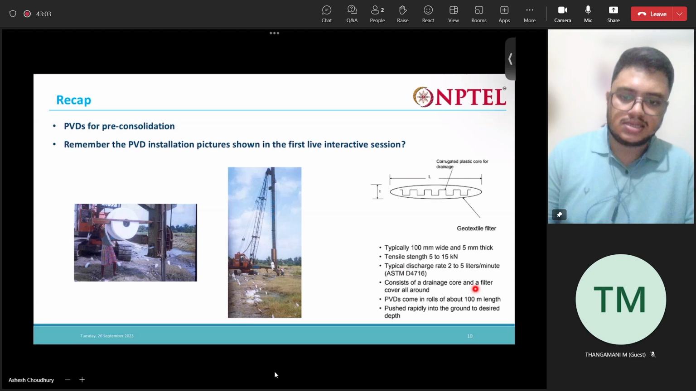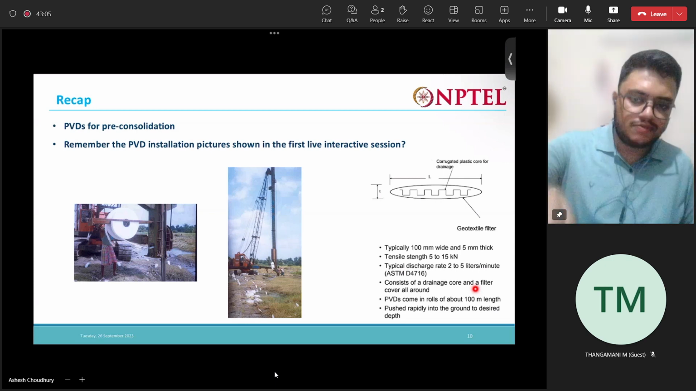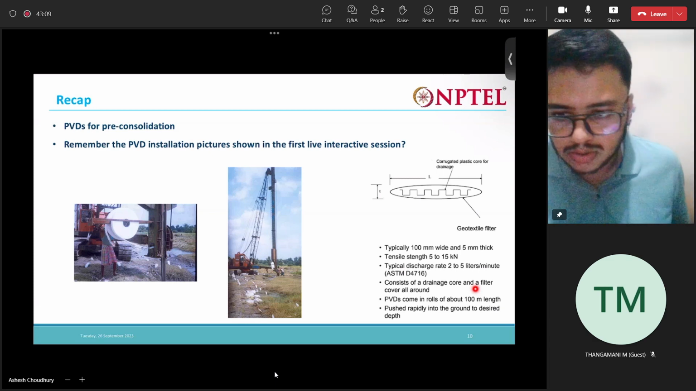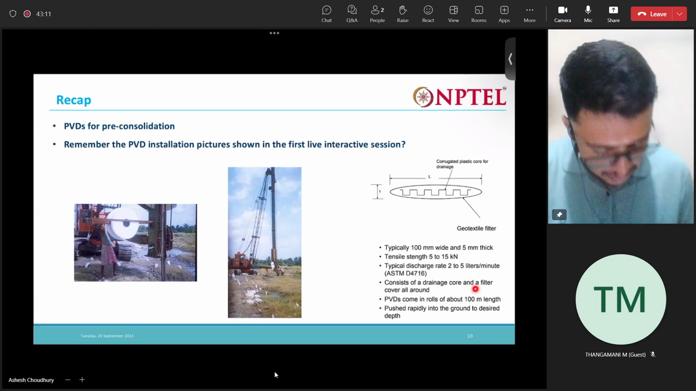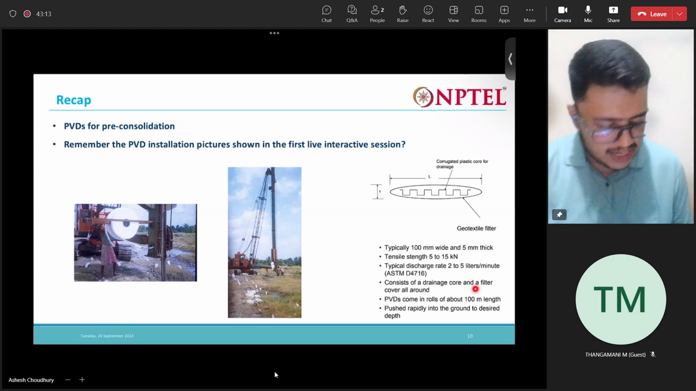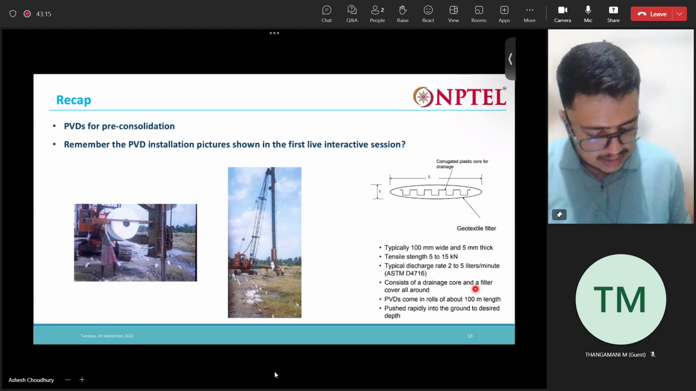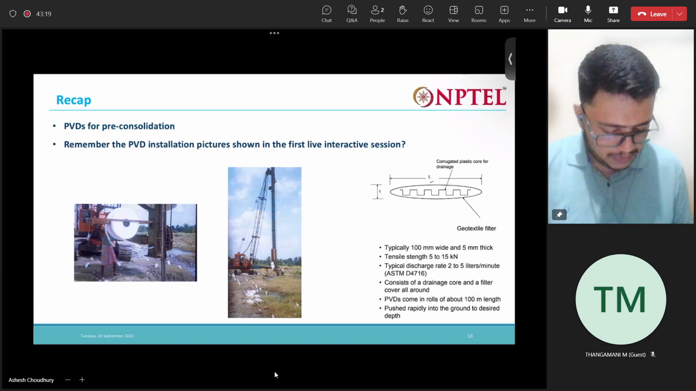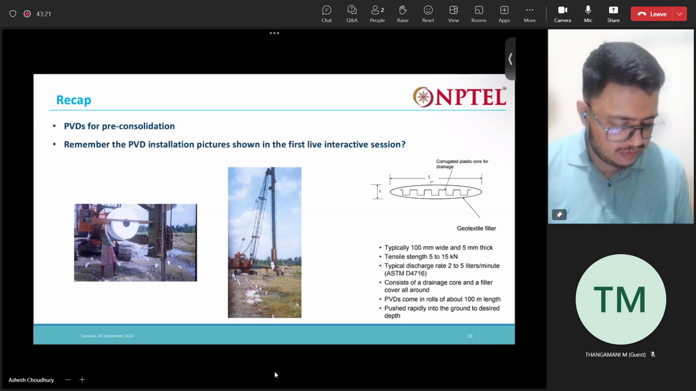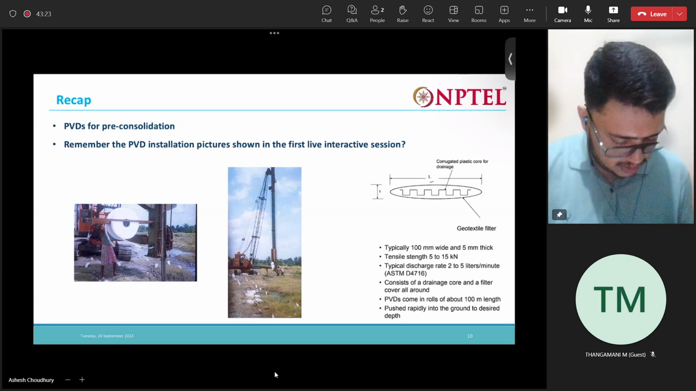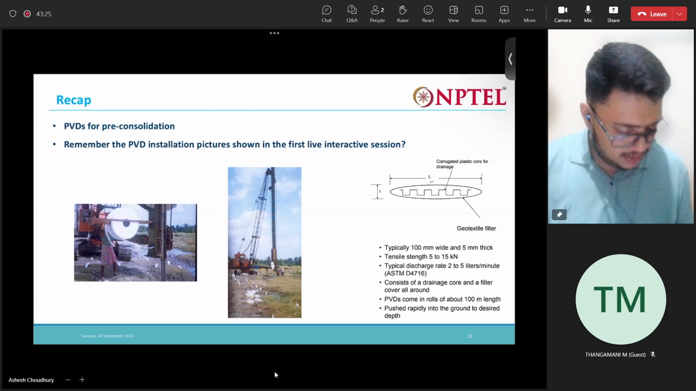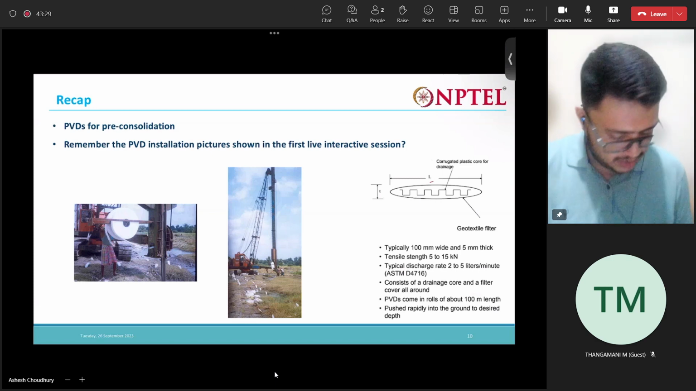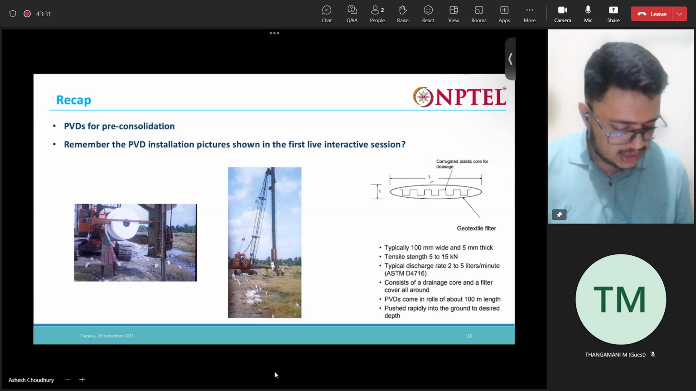So they are just connected to this machine, and with its help they can be easily driven into the soil. Typically they are 100 mm wide and 5 mm thick, and the tensile strength is 5 to 15 kilograms. The typical discharge rate is 2 to 5 liters per minute.